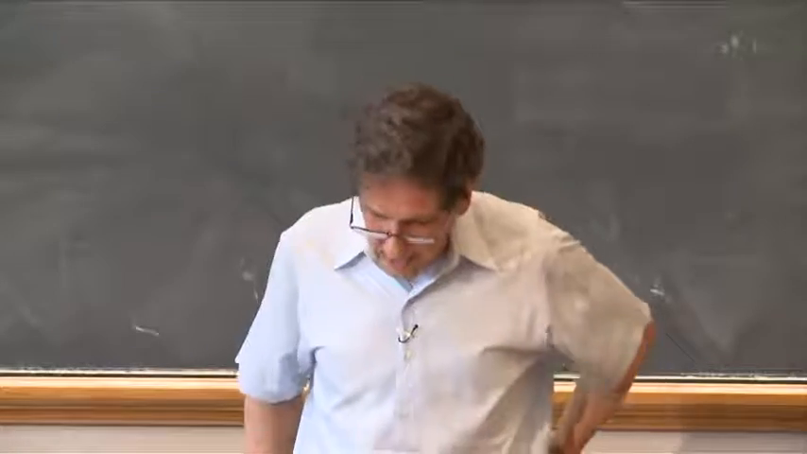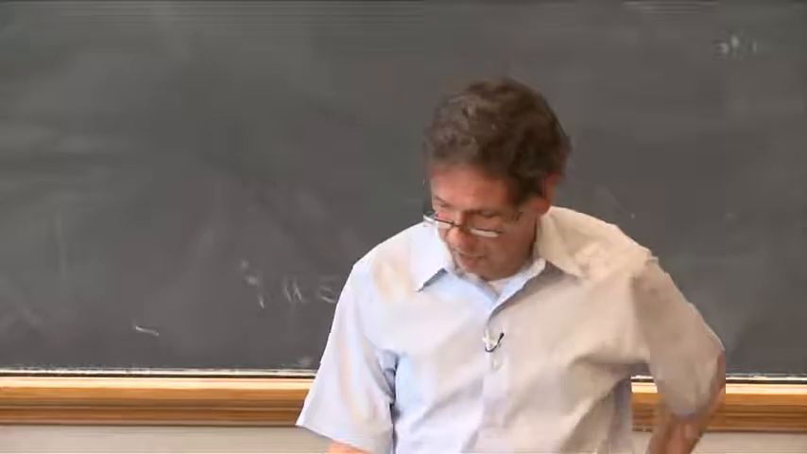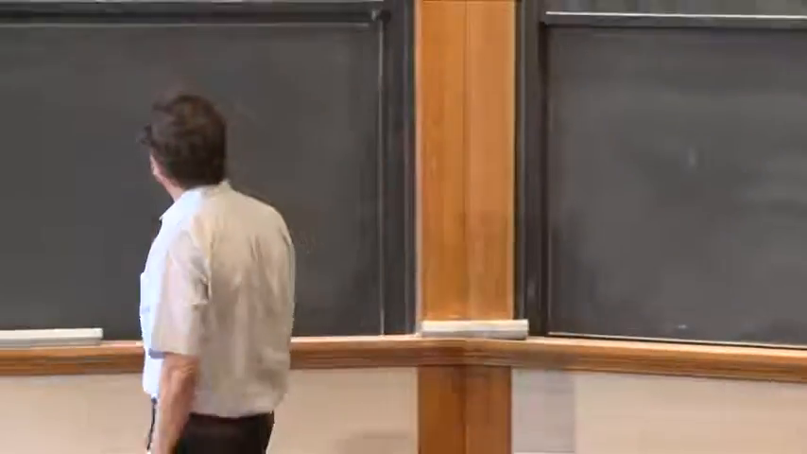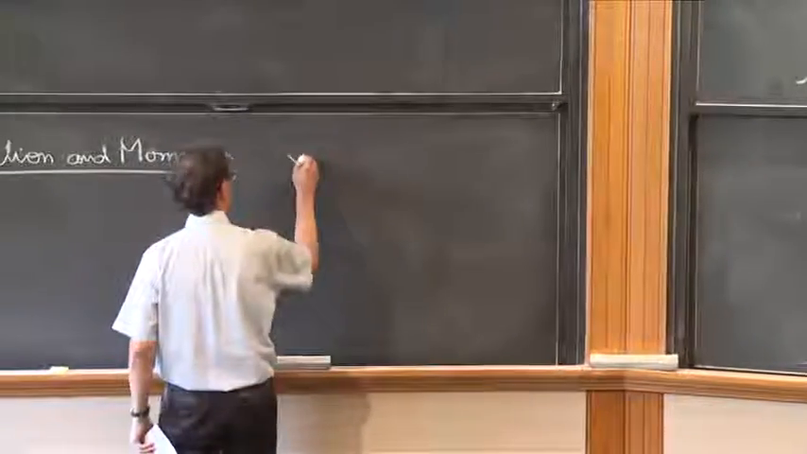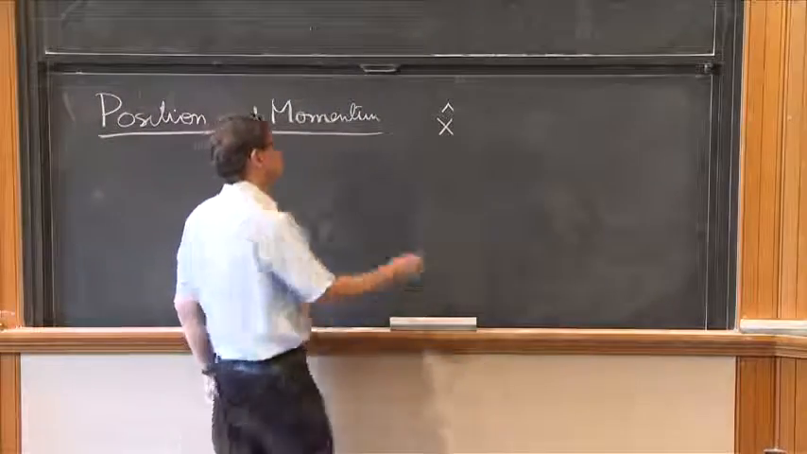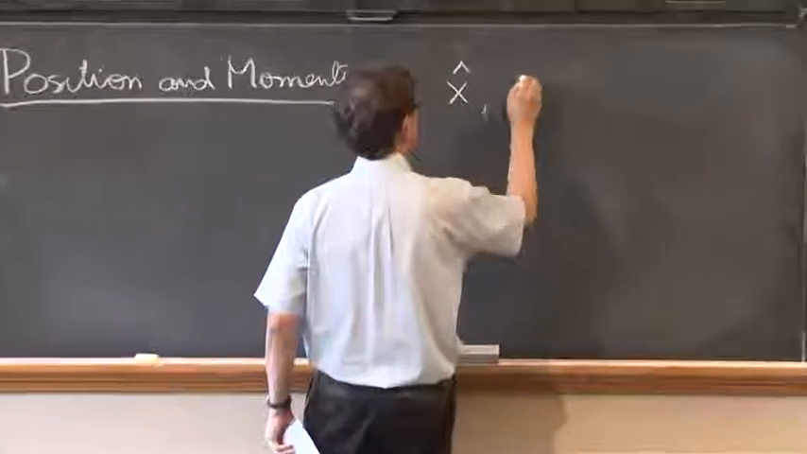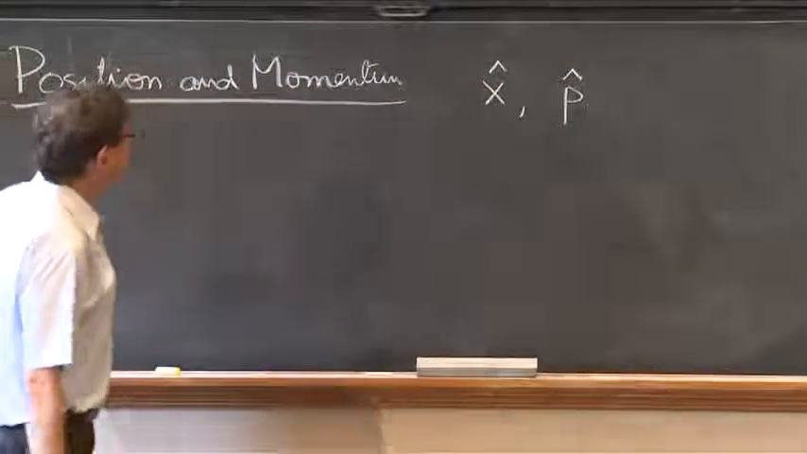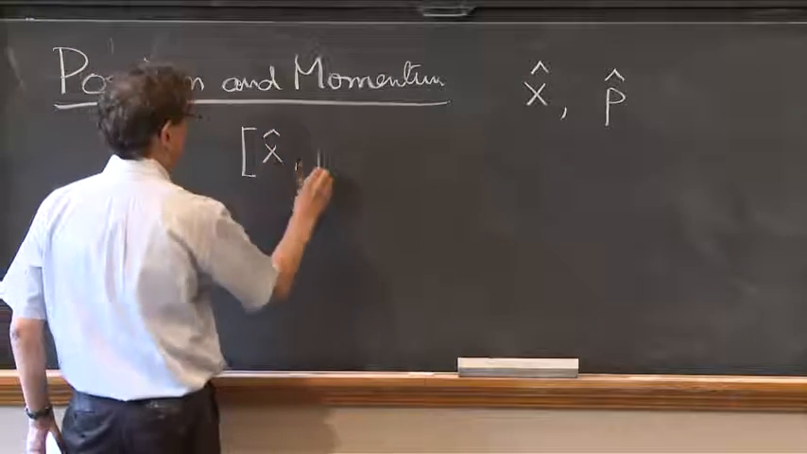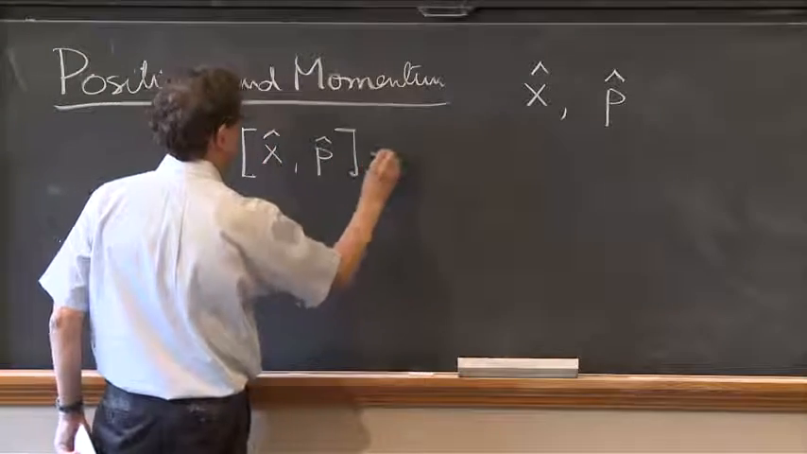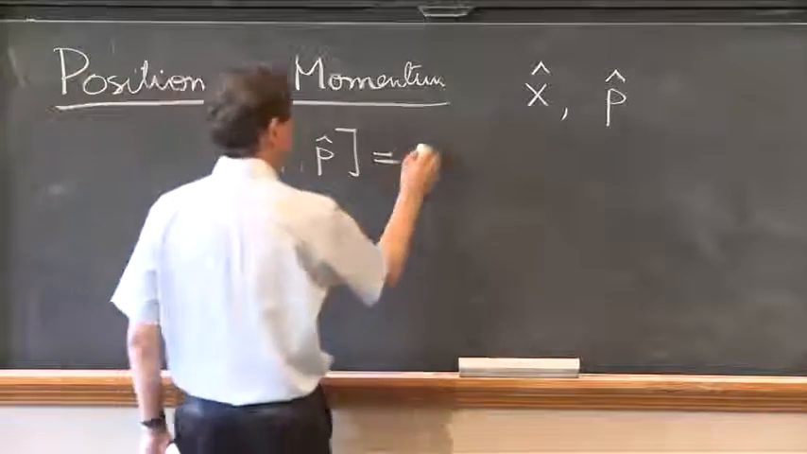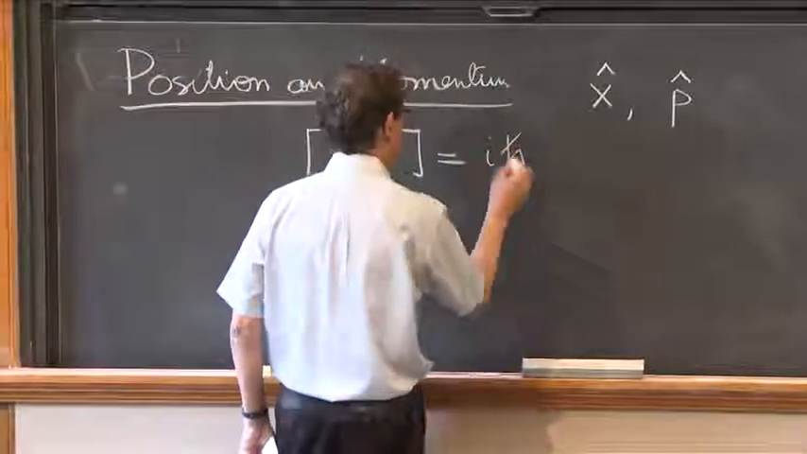So today we begin therefore with position and momentum, and these are operators in quantum mechanics, and they have letters to denote them. X, we put a hat with it, that's a position operator. P, we put a hat on it, and the position and momentum operators don't commute, and the commutator is given by i h bar.